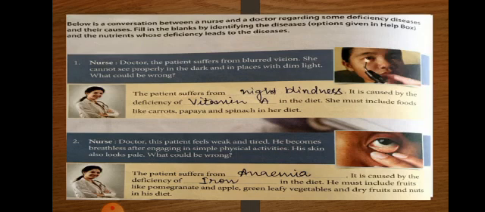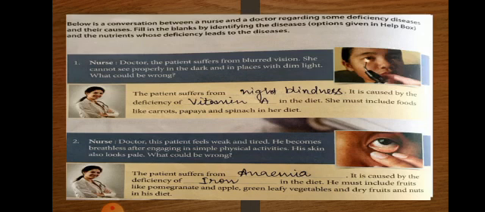So first conversation, the nurse: Doctor, the patient suffers from blurred vision. Blurred vision means he is not able to see clearly. She cannot see properly in the dark and in places with dim light. What could be wrong? In science, we had learned that the patient suffers from night blindness, means the person is not able to see in dark and dim light. And how is it caused? It is caused by the deficiency of vitamin A.